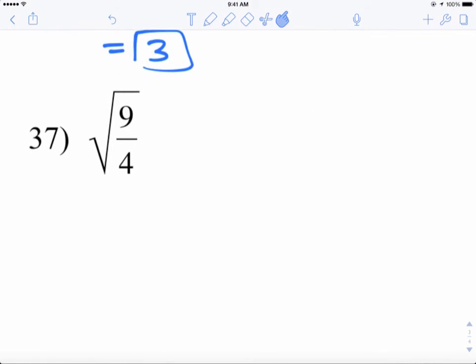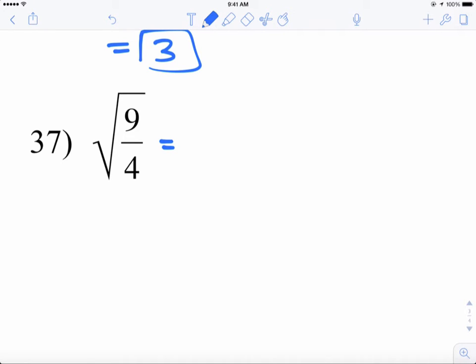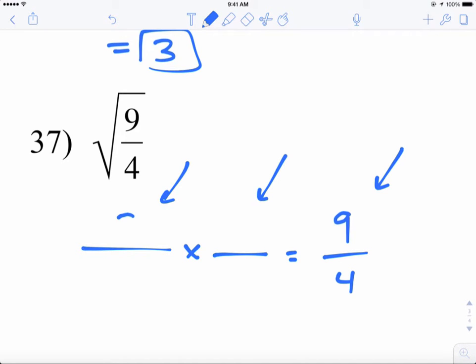All right. The principal square root of 9/4. Is there a number that multiplies by itself to give 9/4? Well, let's think about it. So I think we can agree that it's probably going to be a fraction. What number multiplied by itself gives 9? Yeah, that would be 3 times 3.